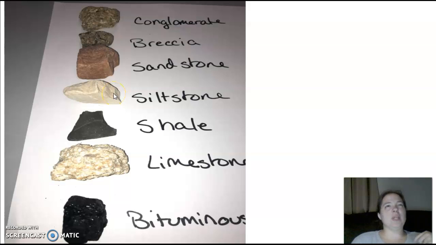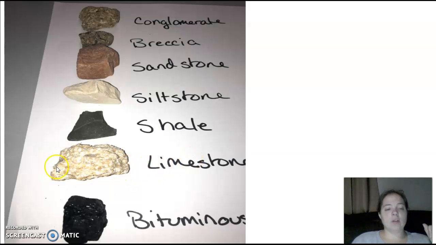Siltstone tends to be a grayish or whitish color. It's very fine, like sand. It feels almost like sandpaper. Siltstone is a step down from sandstone. The grains are smaller, not as rough. And then you get shale. Shale is not shiny. You can see it right here. It's kind of dull. That's even more fine than siltstone, so it's got a kind of smooth feel to it.